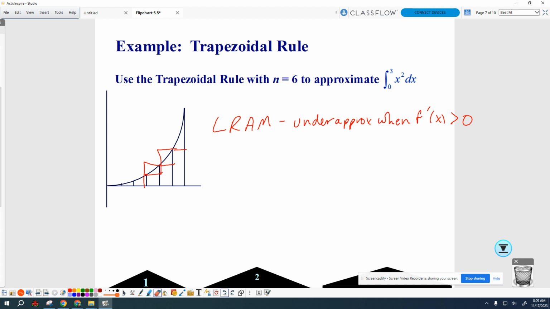What about with trapezoid rule? It would still be like LRAM, but it would slightly go above LRAM, because it's a direct line rather than the curve. So is it because of increasing? Nick says concavity.